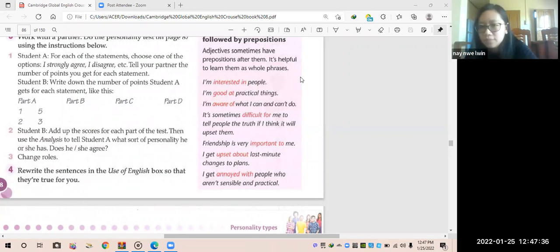Ethan. I'm interested in computer programming. I'm good at cooking. I'm aware of what I can do for my housework. It's sometimes difficult for me to make everything. Healthy living is very important to me. I get upset about the last 3 months in quarantine. I get annoyed with people who have fake friendship. Okay, who are fake friends? Okay. Choose next.